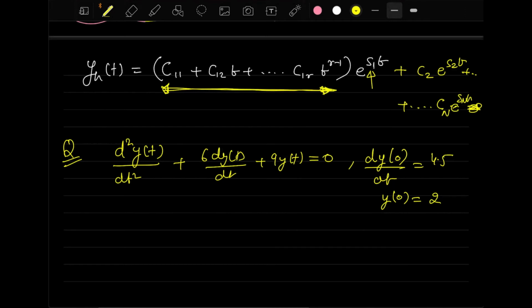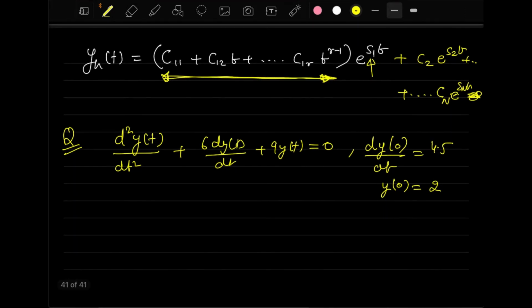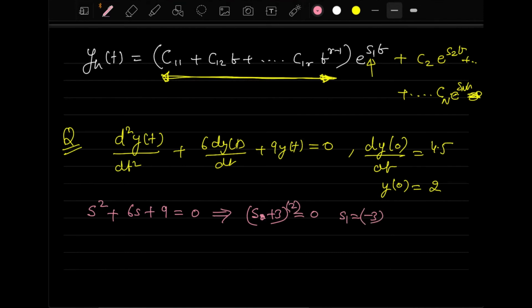So now if we want to solve this particular differential equation, what we have to do is replace all these operators by s. So now the result will be s square plus 6s plus 9 equal to 0. So now it's easy, right? We have replaced the derivatives with s. Now if you solve this, you will get the answer as (s plus 3) square equal to 0. So you actually have repetitive roots at s1 equal to minus 3. There are two repetitive roots at s1 equal to minus 3.